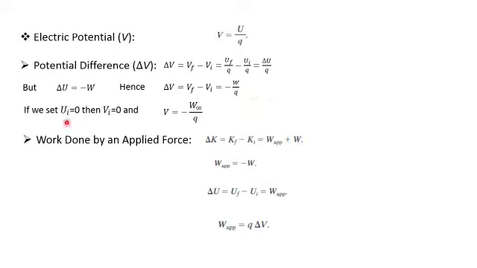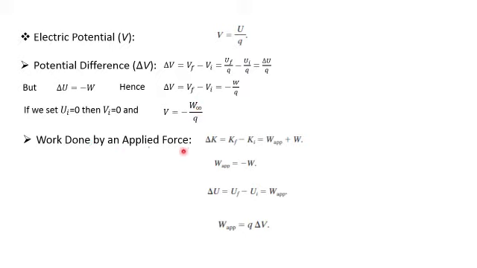If we set a reference point at infinity where potential energy is 0, it is obvious that electric potential will also be 0 there. So using these values of Ui and Vi here, we define electric potential at a point in an electric field as the negative of the work done per unit charge, where W is the work done by the electric field to move a charge from infinity to a point in an electric field.